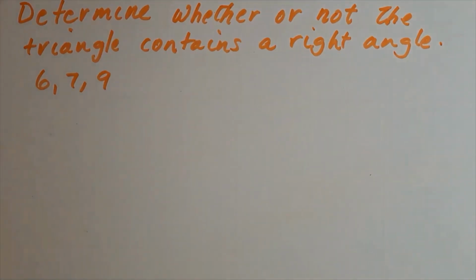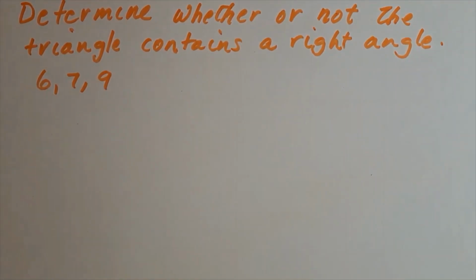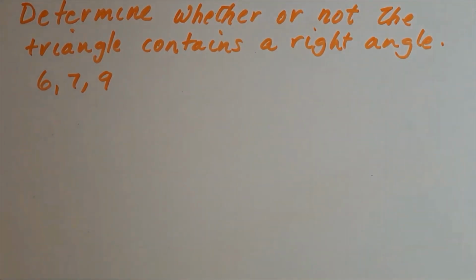Hello. Determine whether or not the triangle contains a right angle. Well, this is all about the converse of Pythagoras' theorem. Here we're given three lengths in centimeters, 6, 7 and 9, and we're going to determine just from these measurements whether it describes a right angle triangle.